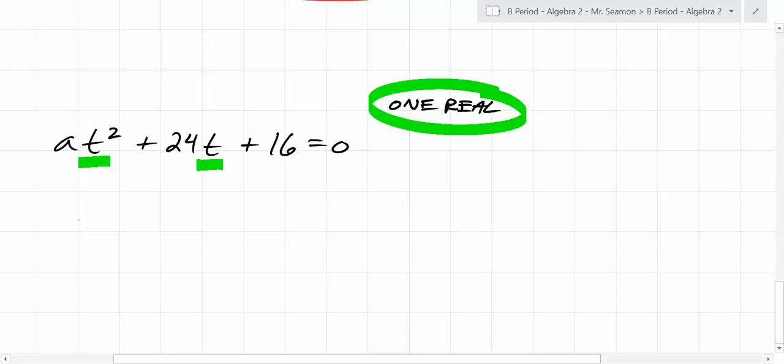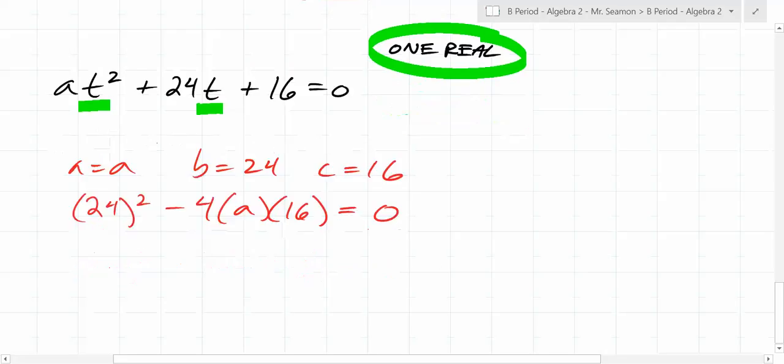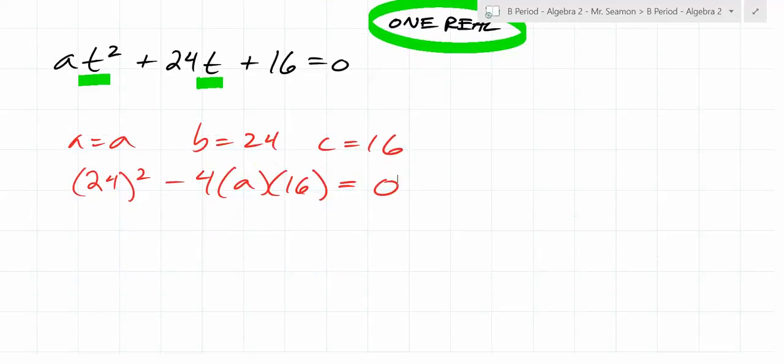A is just A. What's the B value? B is 24 and C is exactly. So when you do the discriminant, you're going to end up with 24 squared minus 4 times A times what? And what do we want that to be equal to? 0. So you have to do some multiplication. What's 24 squared?